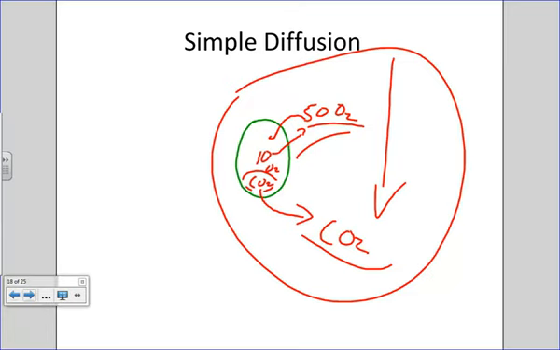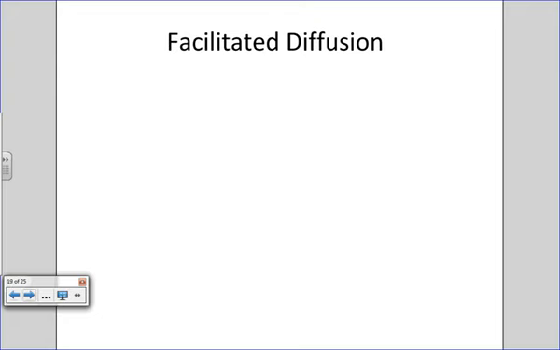All right, and like I said, I'll talk more about this when I get to the respiratory system much later on in the course, but that's all simple diffusion is. Just traveling down the concentration gradient. No energy required, plain and simple. All right. Now, the next one I want to talk about was facilitated diffusion.